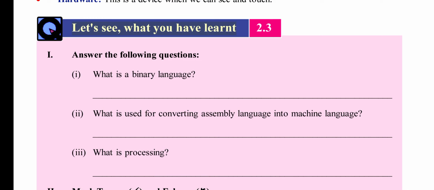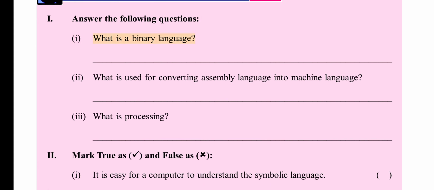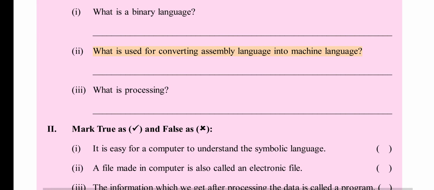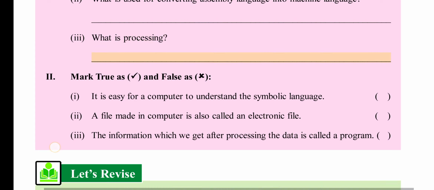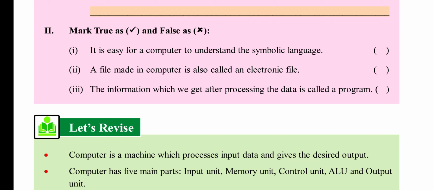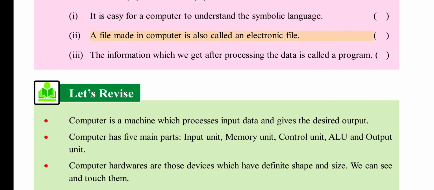Let's see what you have learnt. Answer the following questions. What is a binary language? What is used for converting assembly language into machine language? What is processing? Mark true or false. It is easy for a computer to understand the symbolic language. A file made in computer is also called an electronic file.